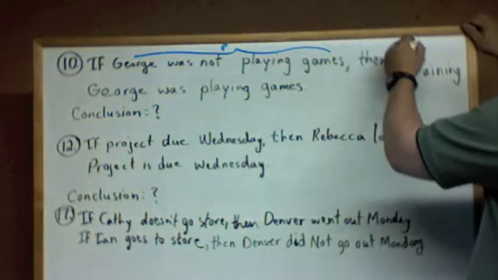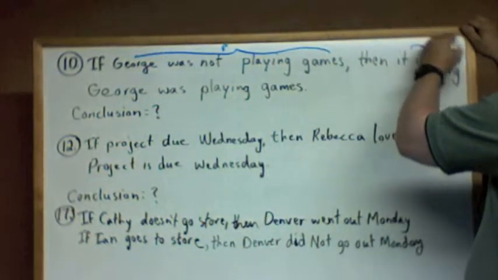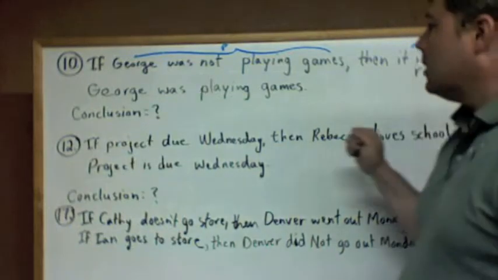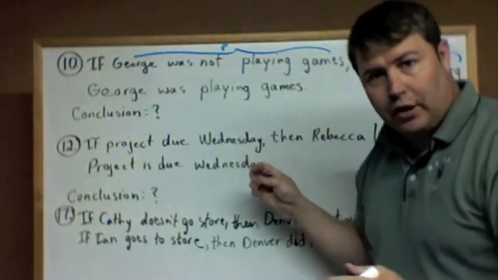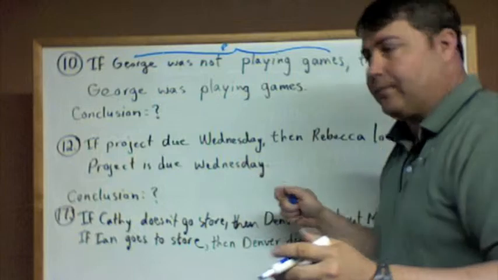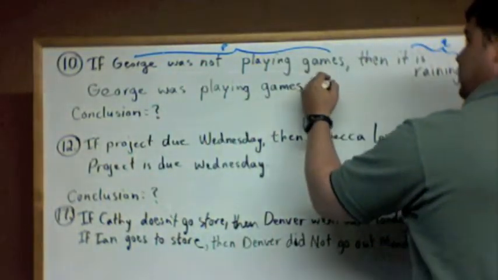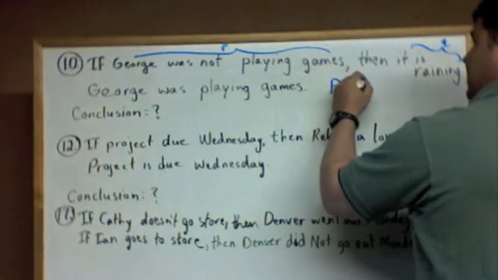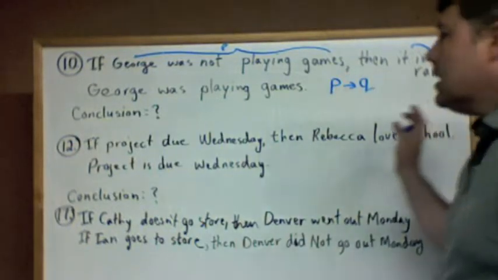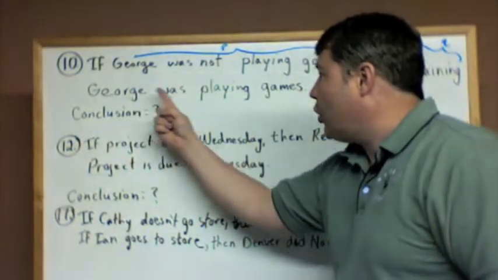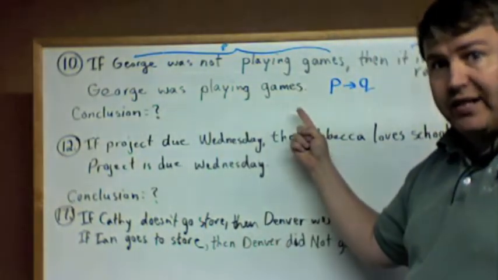It is raining. That's Q. Now let's write down this argument and see if it matches anything. If George was not playing games, then it is raining. That's P implies Q. Now the next statement is George was playing games.